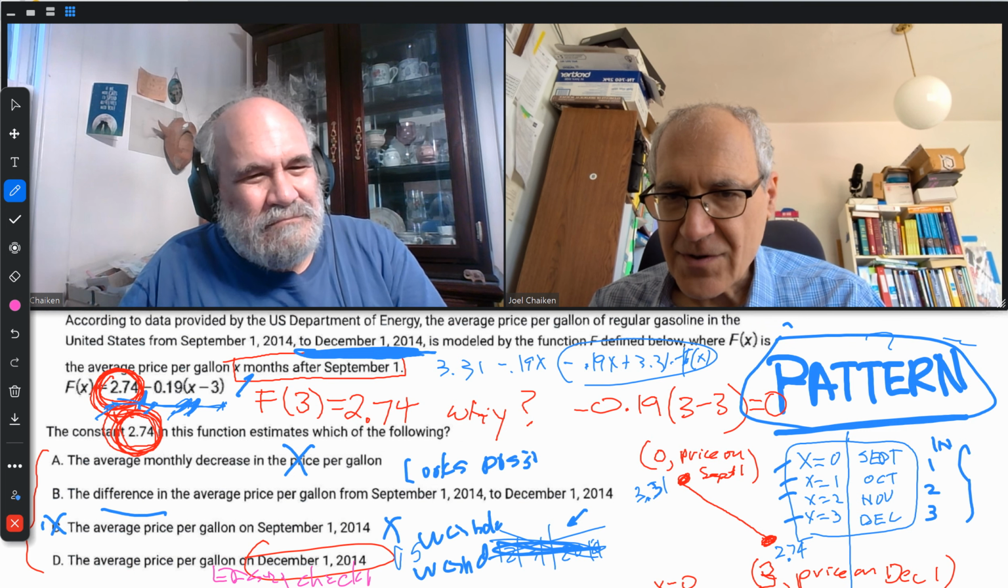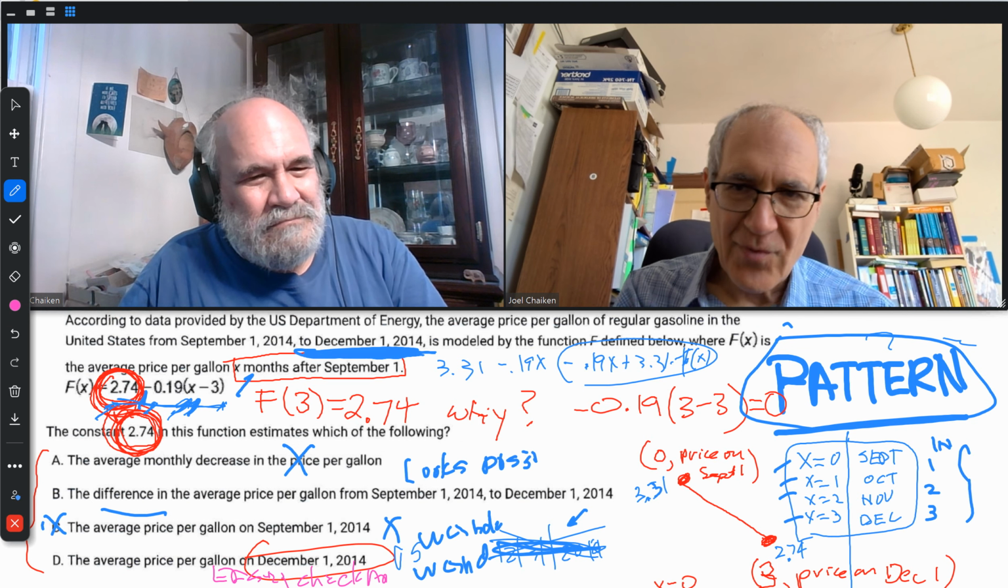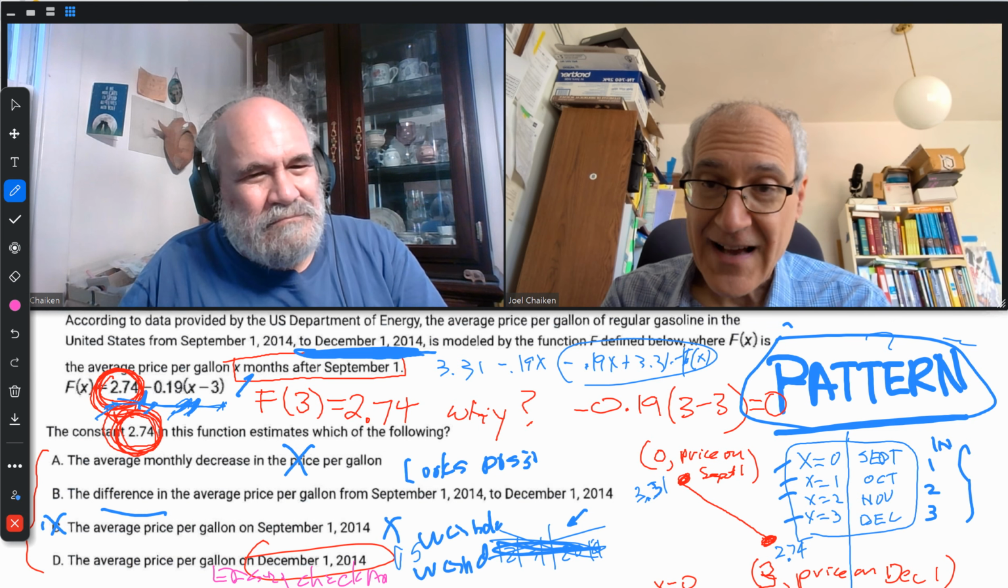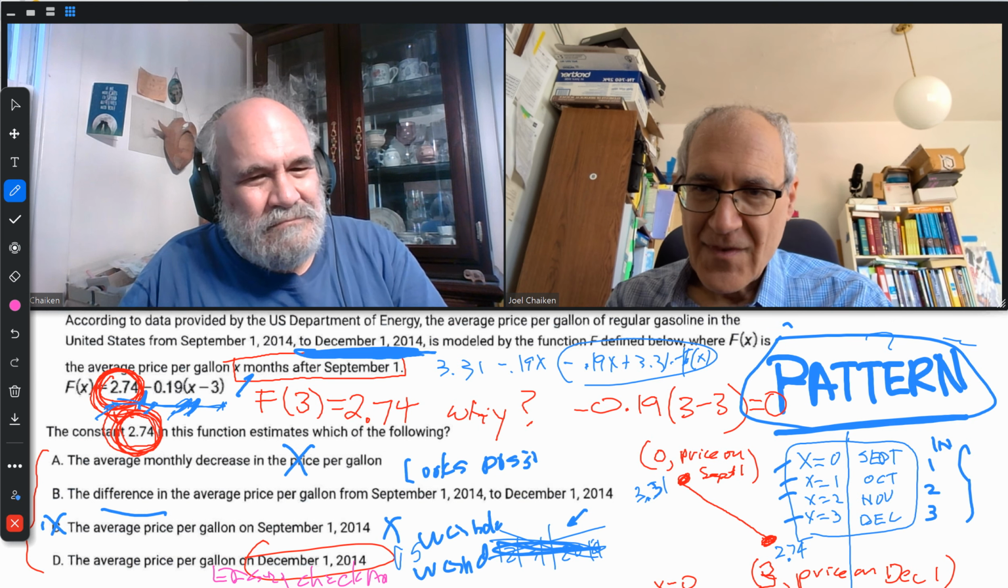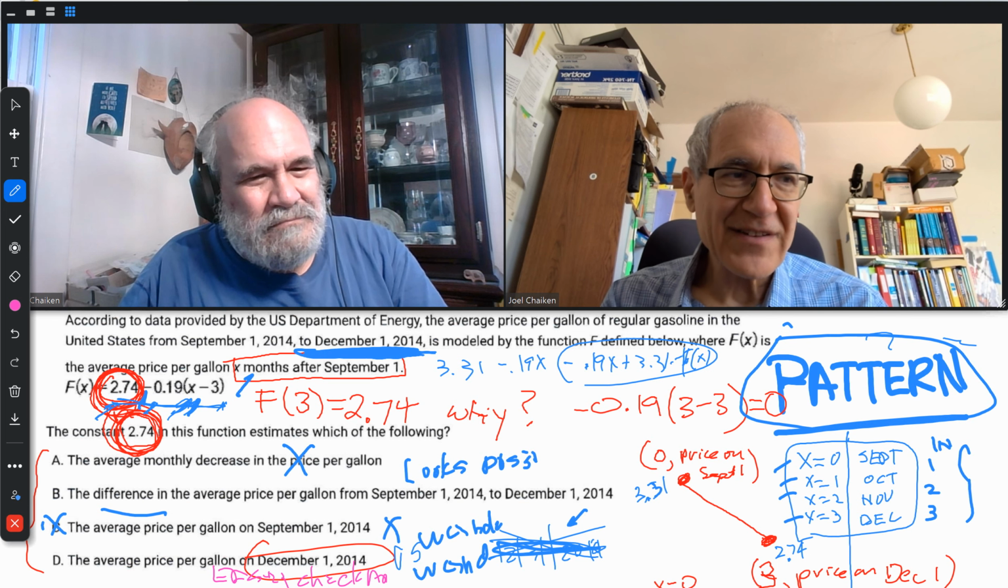So maybe that's what you do. Easily checkable. You count on your fingers what x is for December. As we did, it's 3. You check it out and say, wow, look at that, I got it right. So that's another way to do it. Anyway, looking at the answers is certainly a reasonable way to do this problem.